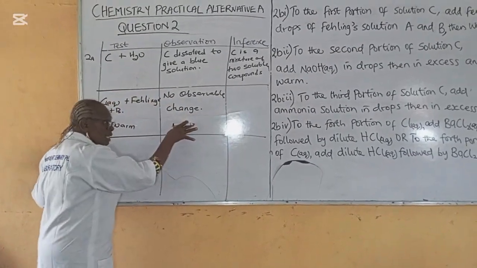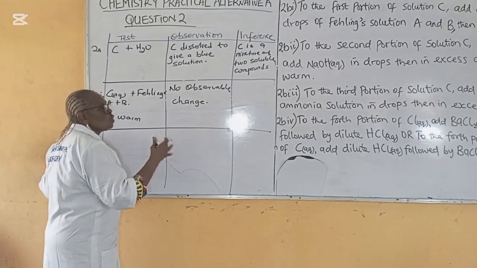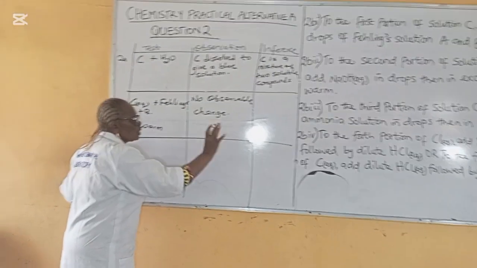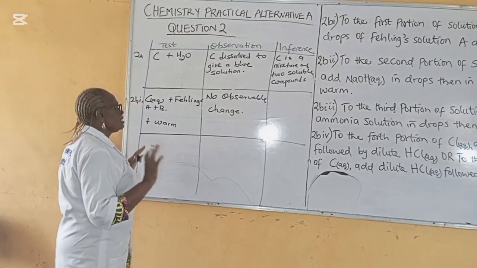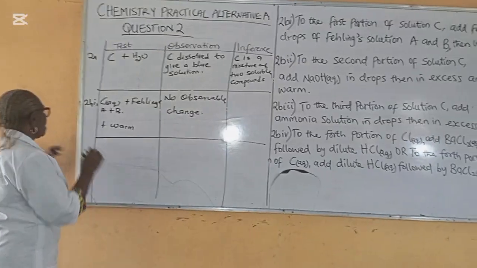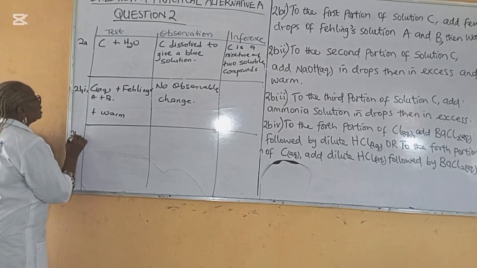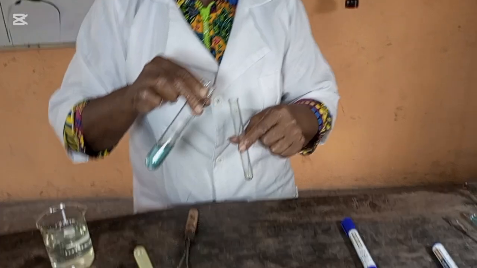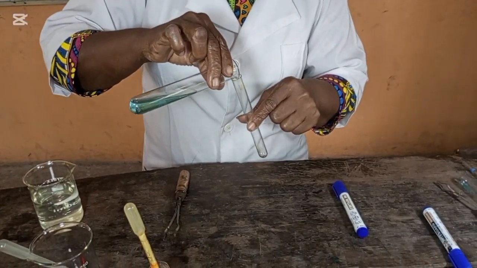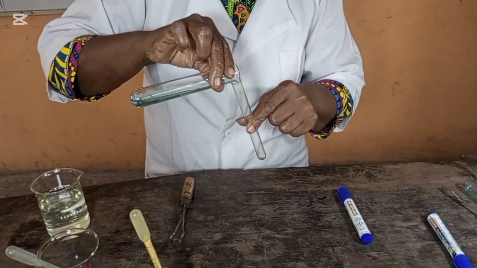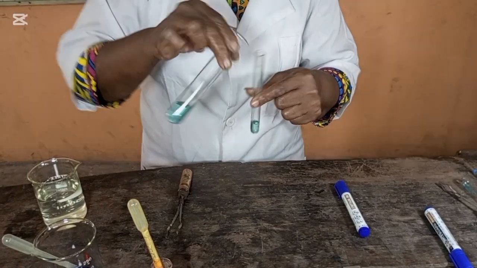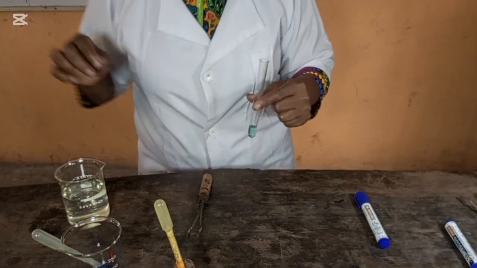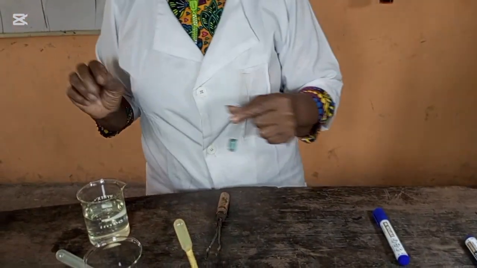They might ask you this, they might not. But we need to do all the necessary things that we ought to do. So that is the way you report it. You did not observe anything. No observable change. Then we are going to the second portion. Go back to my solution and take the second portion. They might say to 2 cm cube of C, or they say second portion of C.